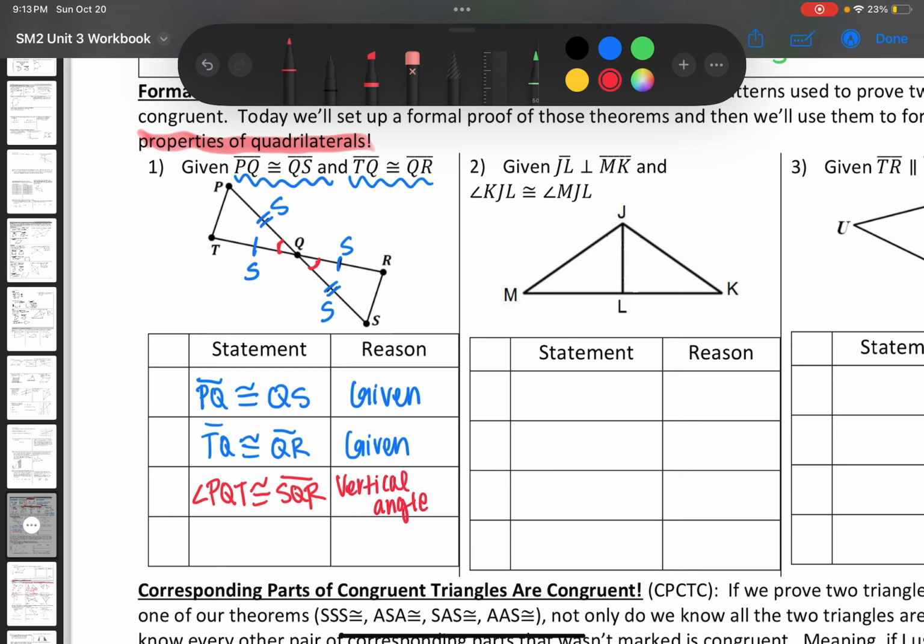Okay, so remember talking about that? If I have 2 lines that intersect each other, the angles that are opposite of each other, like these 2 angles right here, they are congruent. They are the same.